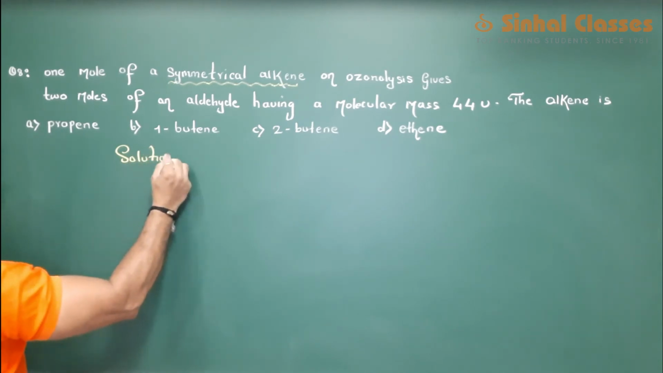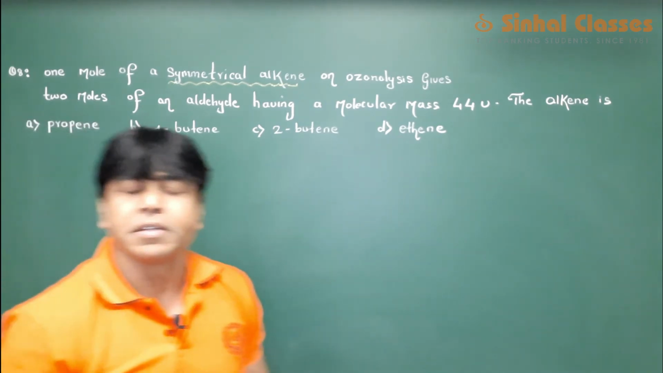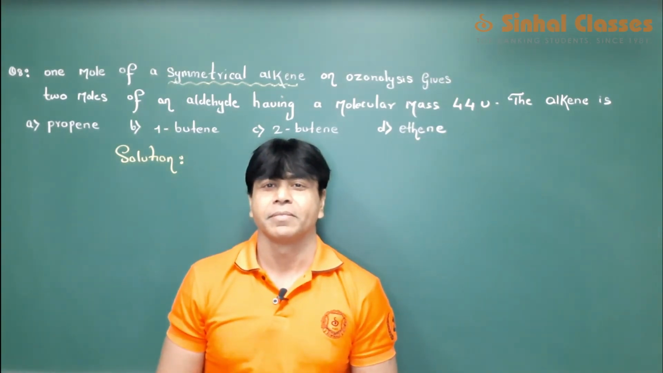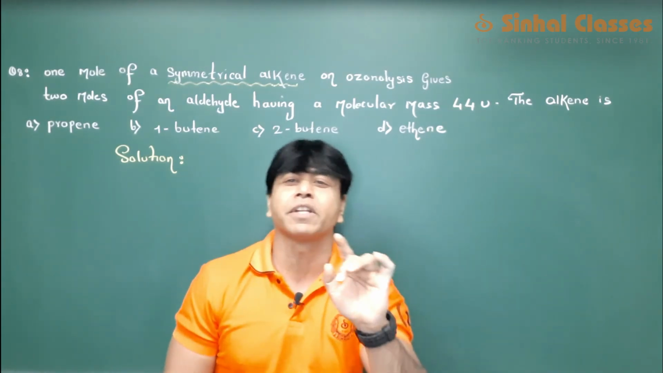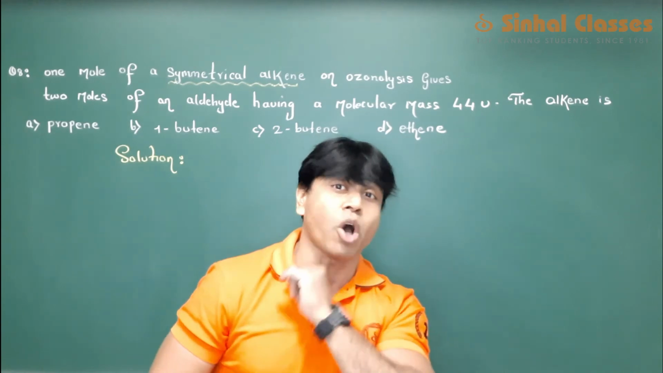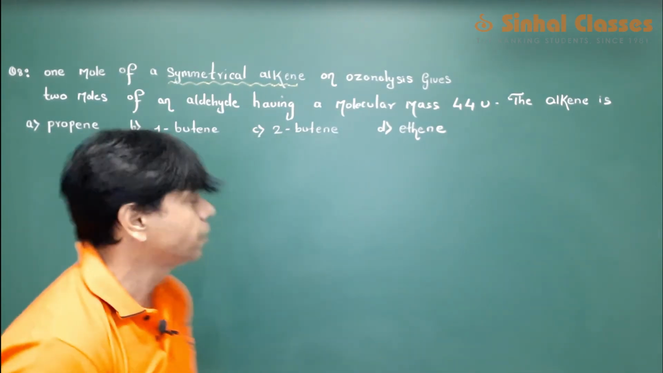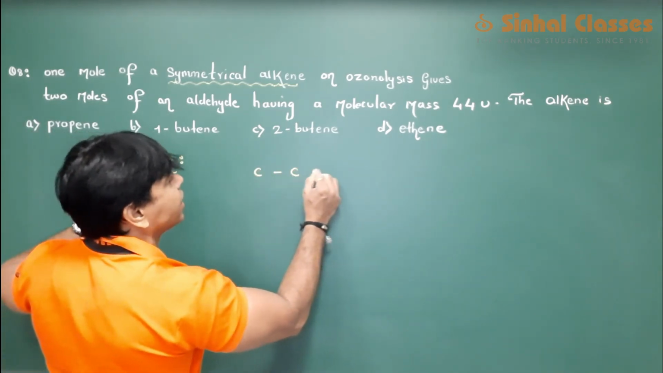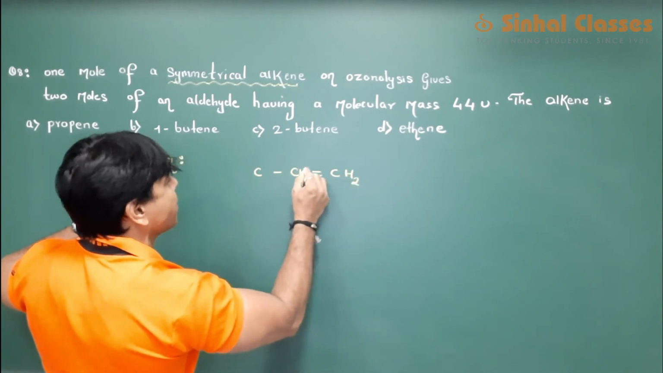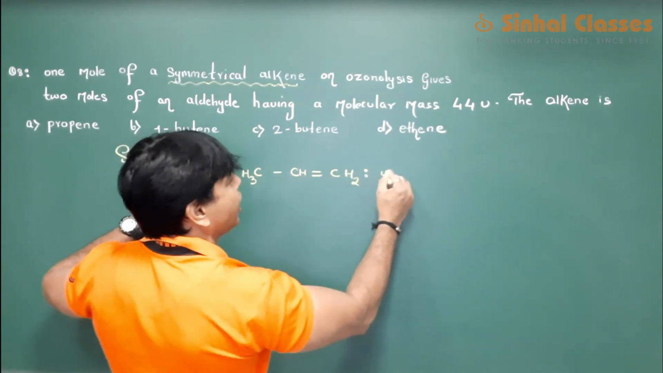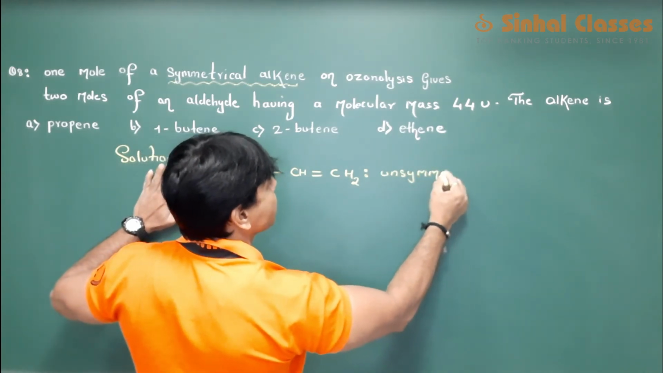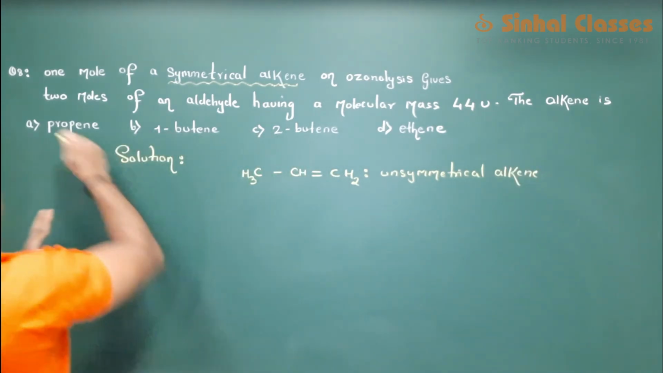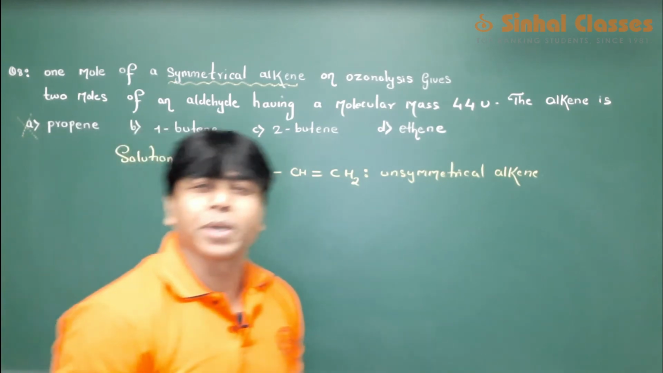What is the meaning of the word symmetrical alkene? Same number of carbon on both the side of the double bond is called symmetrical. Now look at the options very carefully. Option A is propene. If you take propene, is it symmetrical or unsymmetrical? It is unsymmetrical. So option A cannot be your answer because it is unsymmetrical.